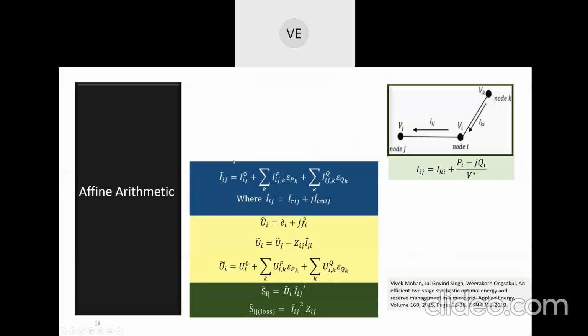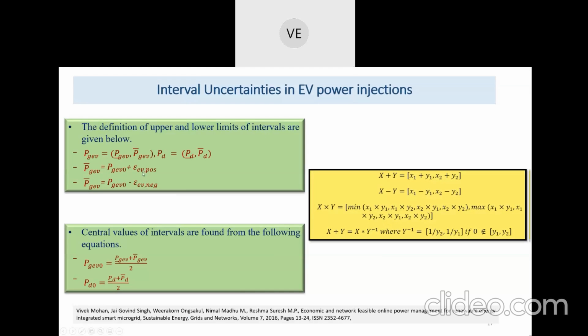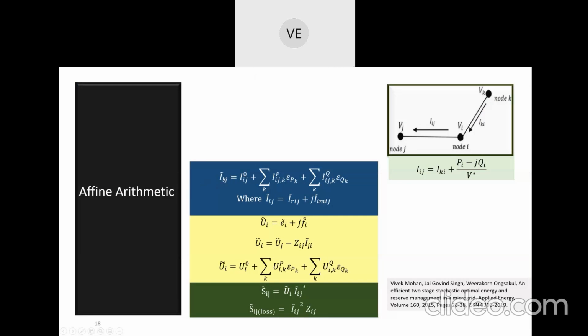Now we are defining the variable differently. Earlier we defined it as interval, right? Every current was represented as an interval, every active power value was represented as an interval, and reactive power was represented as an interval. Now everything is represented in terms of affine values. We'll see what affine values are.